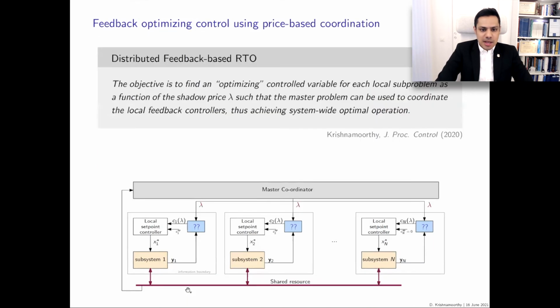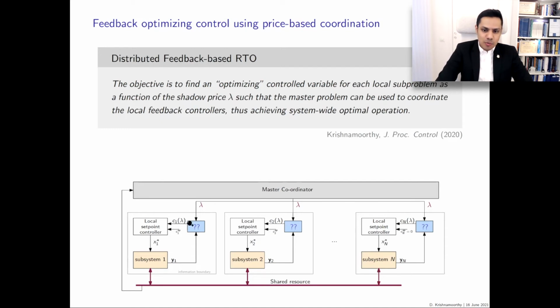So to address this, in distributed feedback-based RTO, we don't want to find just any optimizing control variable, but we want to find an optimizing control variable that is a function of the shadow prices such that the master problem can be used to coordinate the local feedback controllers. What I mean here is that for a given shadow price, each subsystem has some local feedback optimizing control loops that optimize the local subsystem for a given shadow price.